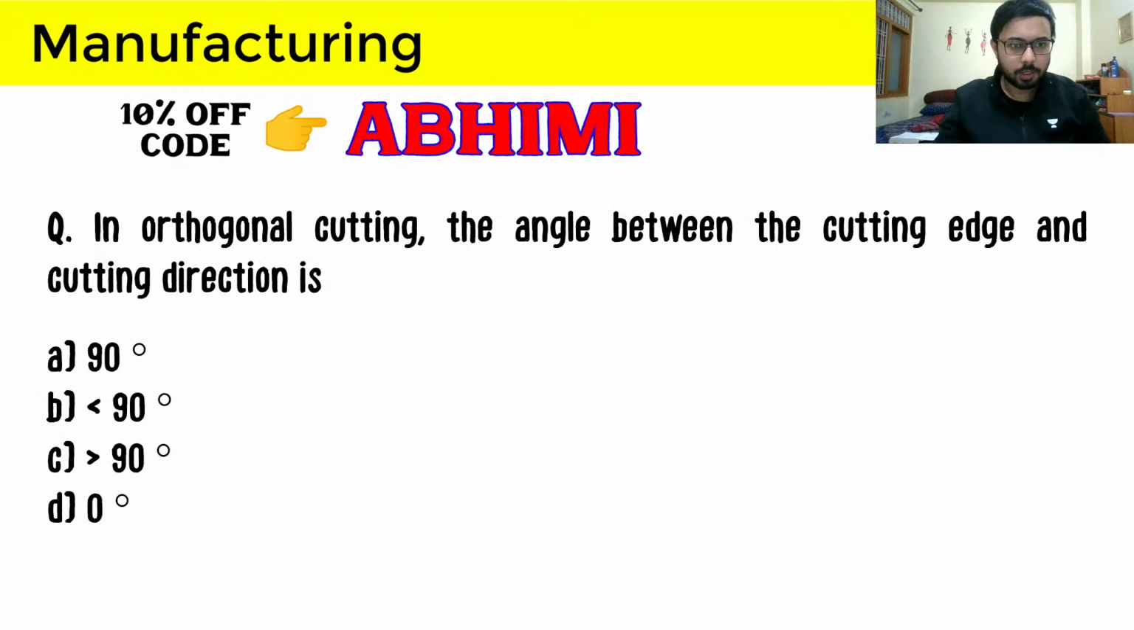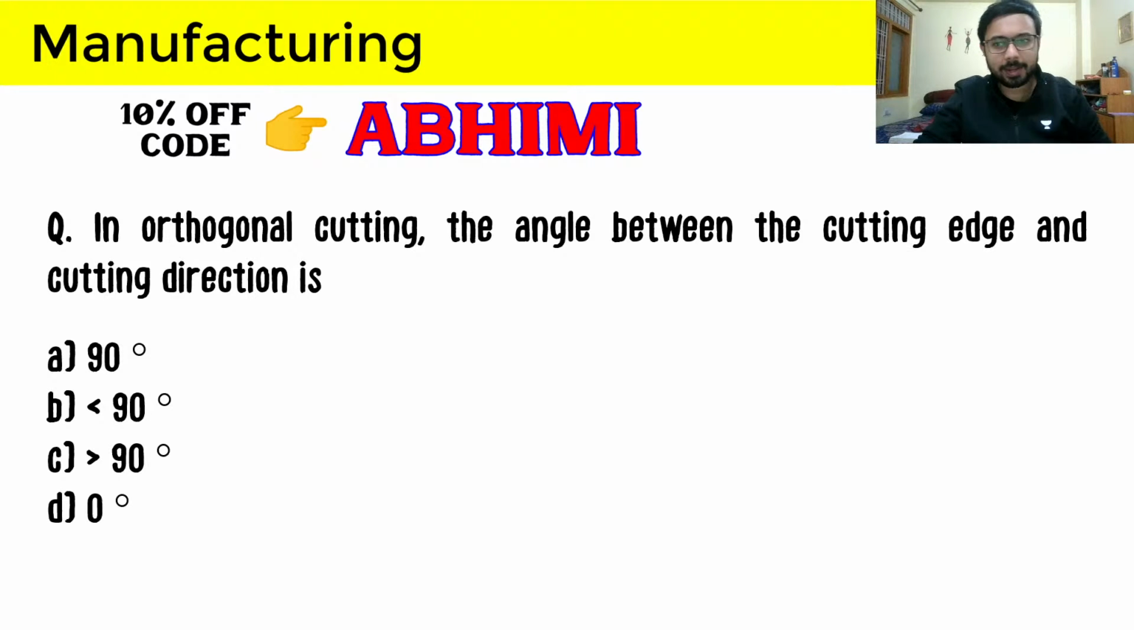So the next question here is from orthogonal cutting. In orthogonal cutting, the angle between the cutting edge and the cutting direction is what? To do this question, I have just taught you a lot about orthogonal machining, orthogonal cutting or turning, and we have to remember one condition. I told you to remember three conditions for orthogonal cutting, and by knowing that we can answer this question.